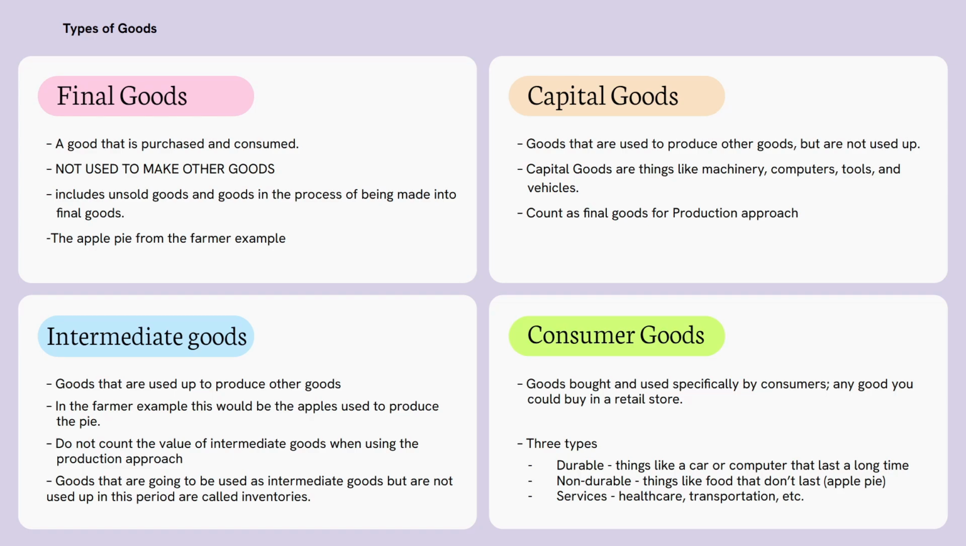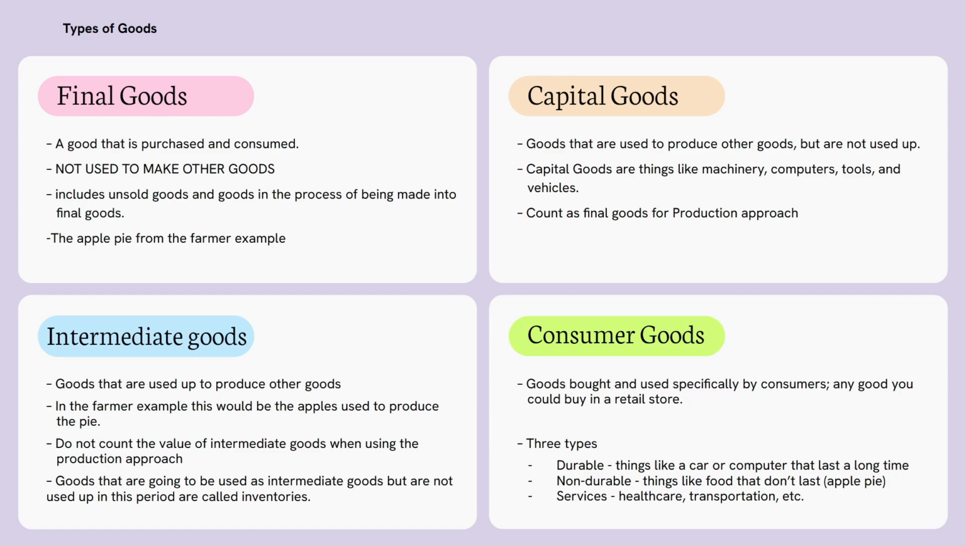And so there are 3 types of consumer goods. The first is durable. This means something that lasts a long time, so a car. Then there are non-durable, which are things like food that won't last, like the apple pie. That'll be gone very quickly because you're going to eat the whole thing. And then the last is services.